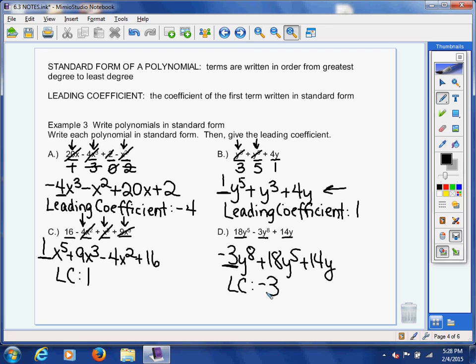Great job, guys. I hope that made sense. That's why we learned about degrees. We needed to know what a degree was so we knew how to put these things in order. Degrees focus on the exponent on your variable, and that's how we put them in order.